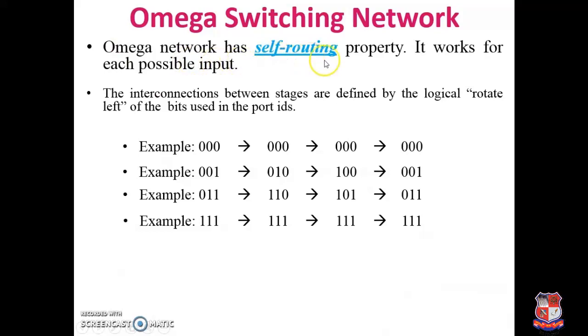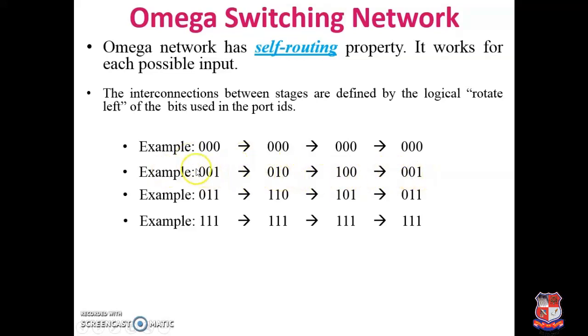Omega network has a self-routing property. How can it route? We will discuss later on. It works for each possible input. The interconnection between stages is defined by the logical rotate left of the bits used in the port IDs. Now you can see over here, for example, this is 001, it is connected to 010, which is connected to 100, and this is again connected to 001.